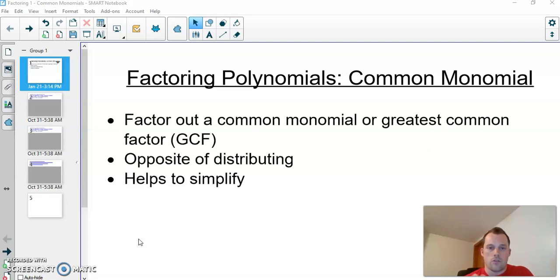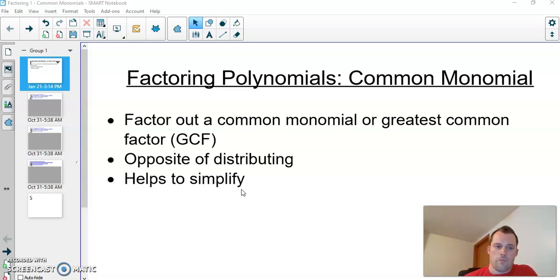So we're going to look at how we can take out a monomial, or sometimes we call it a greatest common factor, out of an expression or equation. And we have to remember that factoring is just the opposite of distributing. There's a lot of things in math we do that are opposites. So if you can think about distributing, you should be able to factor pretty easily. And the main reason we would want to factor out a common monomial is just to simplify what's given. There are some other reasons why we might use it, but simplifying is the main reason.